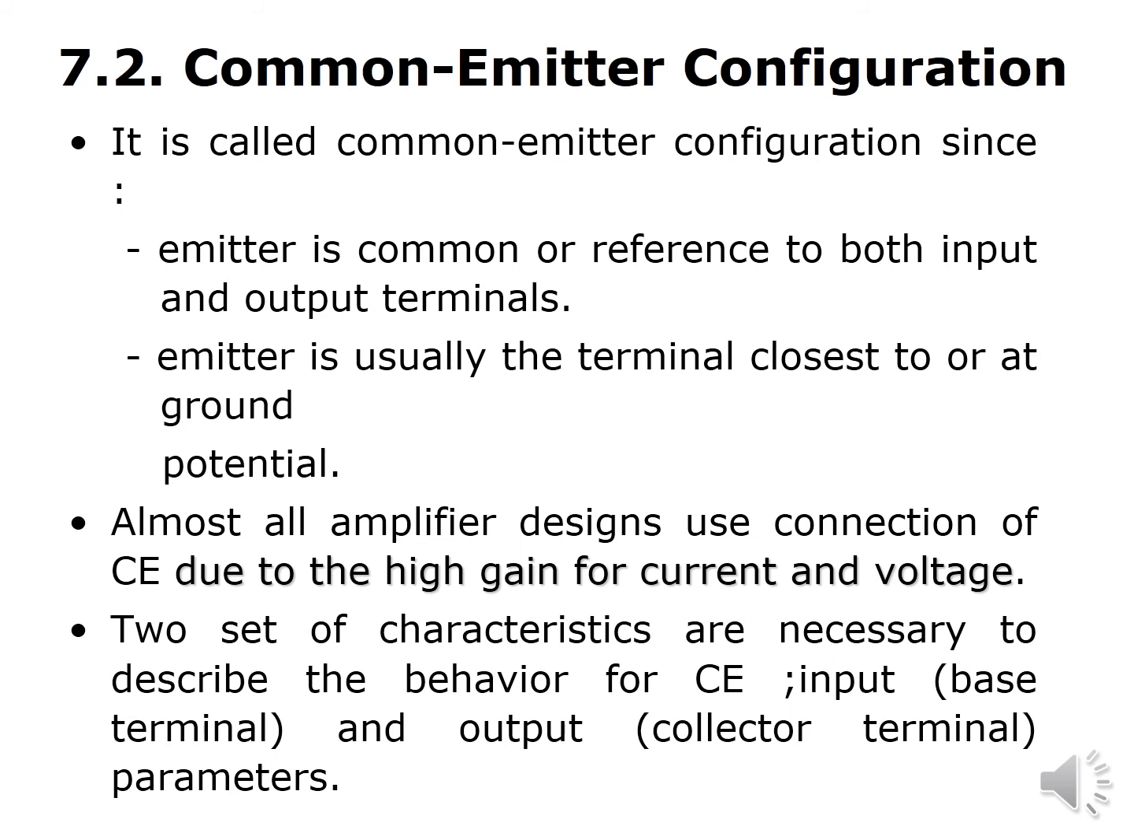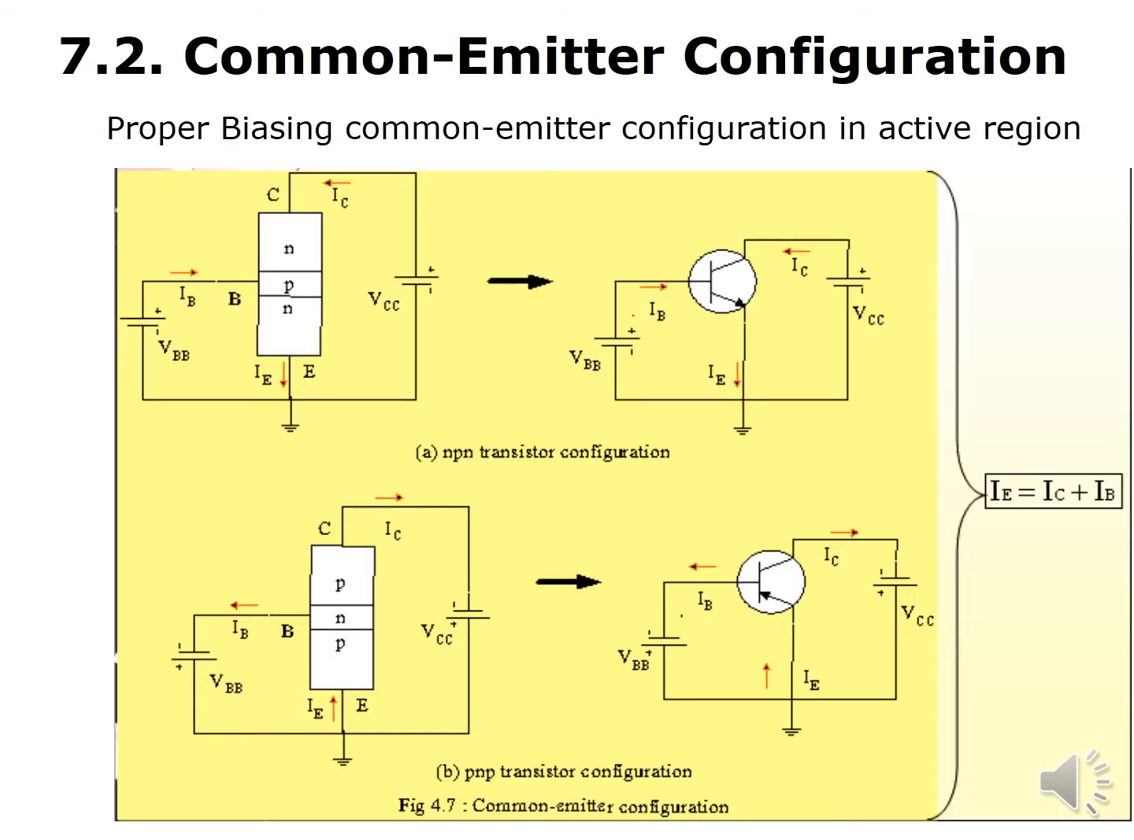Again, the emitter is common to both the input and the output. In this case, our input is the base and our output is the collector. Again, it is connected to the ground, closest to the ground, and this has a higher current gain and voltage gain, right? So again, we know the required bias for PNP and NPN for the active region.